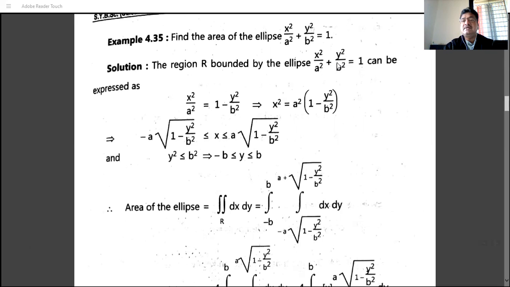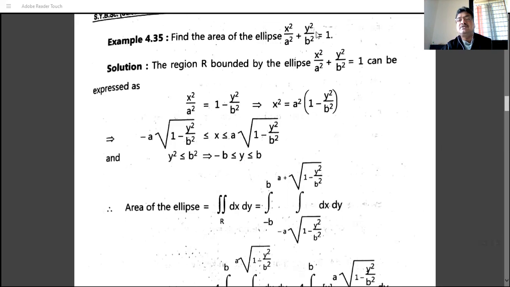So what do we have? If we substitute x as 0, then y square by b square is equal to 1, and therefore y square is equal to b square, and therefore y is plus minus b, and therefore the limits of y are b and minus b. Okay, minus b to b. So substitute x as 0 and then find y.